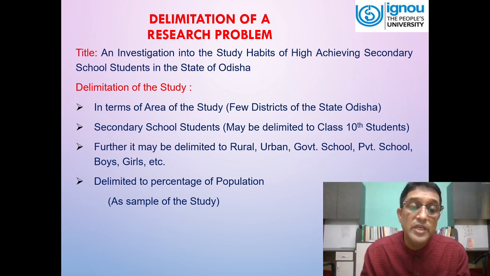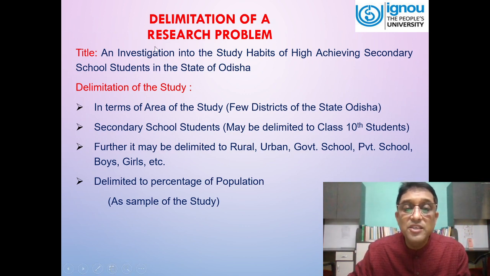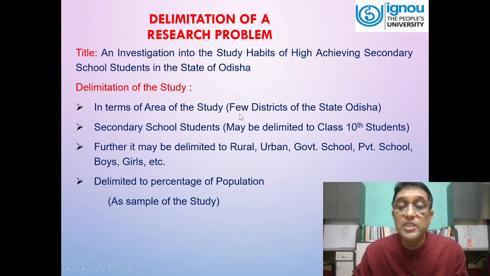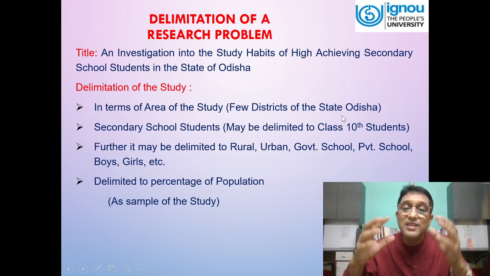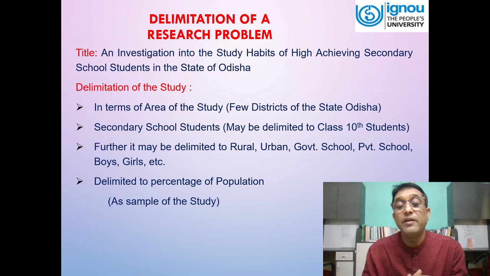The first delimitation is in terms of area of the study. Here you see I have mentioned the entire state of Odisha as the area, but it is not possible to conduct the study taking the entire area of Odisha. So in terms of limitation, in terms of area of the study, I can take a few districts of the state of Odisha. I can take 2 or 3 districts, or 10% of the districts, or 20% of the districts, and conduct a study.